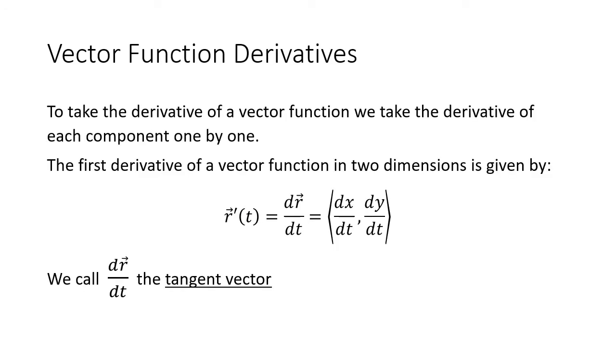Now with our vector functions, if we want to find the derivative of a vector function, we just take the derivative of each component one by one. So if I have a vector function in terms of, well, just 2 variables, x and y, then my derivative, r prime, or dr/dt, is just going to be the derivatives of each component one by one. So the derivative of x with respect to t, and the derivative of y with respect to t. And when we take that derivative of our vector function, we call that the tangent vector. So dr/dt is our tangent vector.